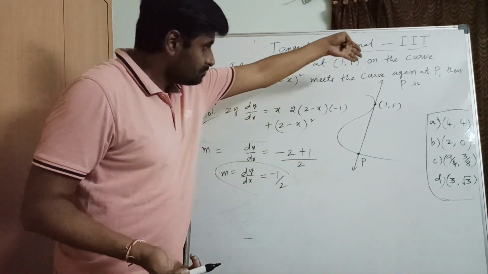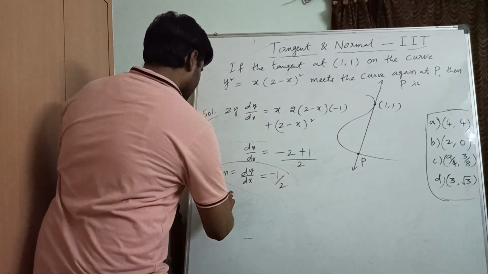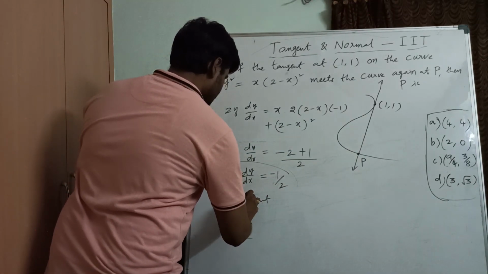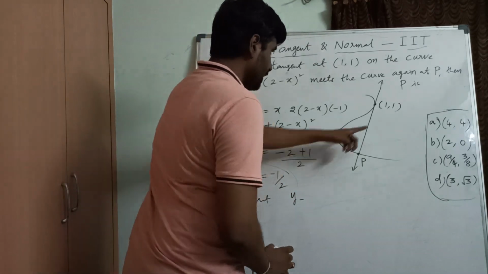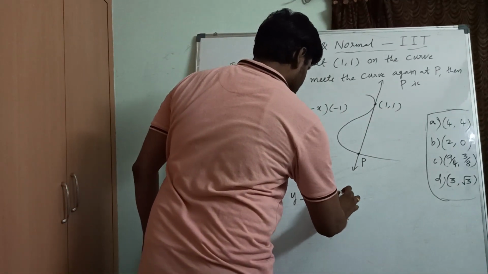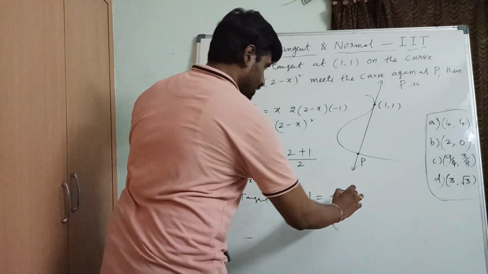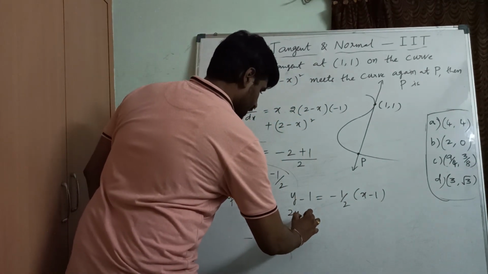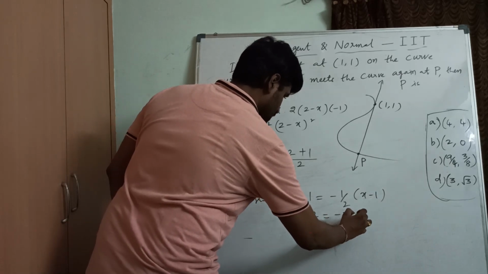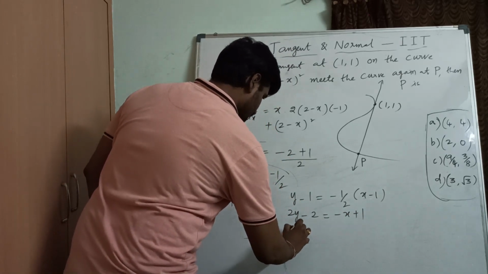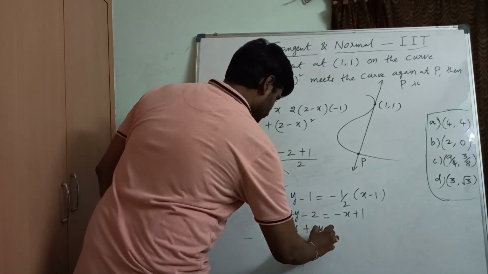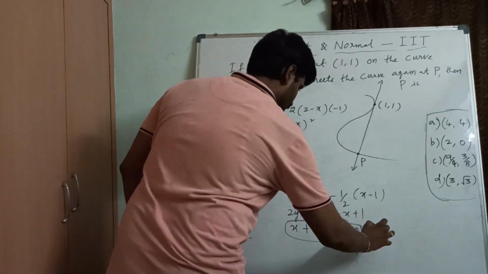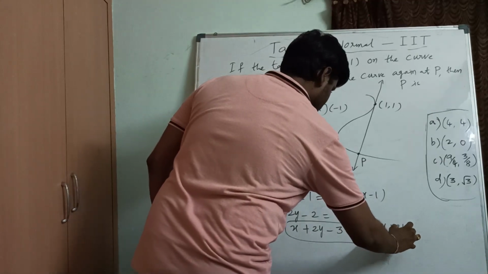Now we can find the equation of tangent. So what is the equation of tangent? y minus y1 equals m into x minus x1. y minus y1, 1, equals m. What is the slope? Minus 1 by 2 times x minus 1. 2 multiply here, 2y minus 2 equals minus x plus 1. So that means x plus 2y minus 3 equals 0. Correct? Or x plus 2y equals 3.